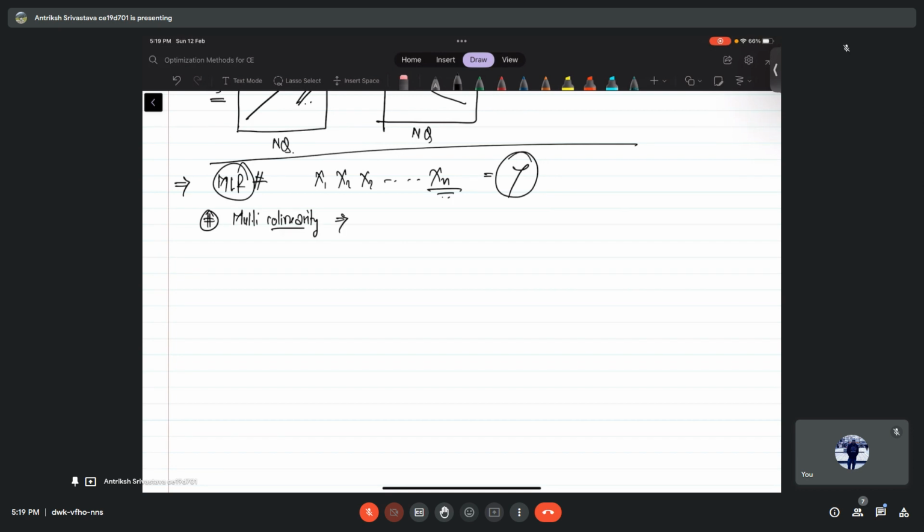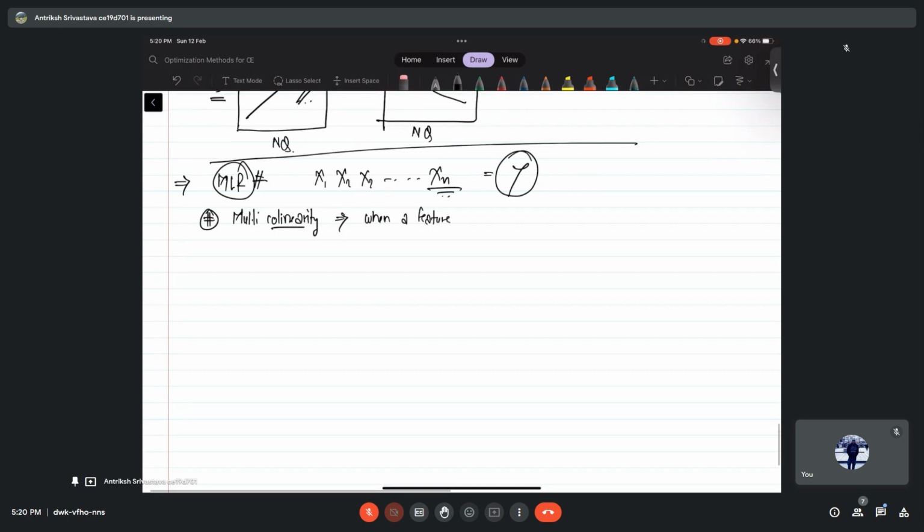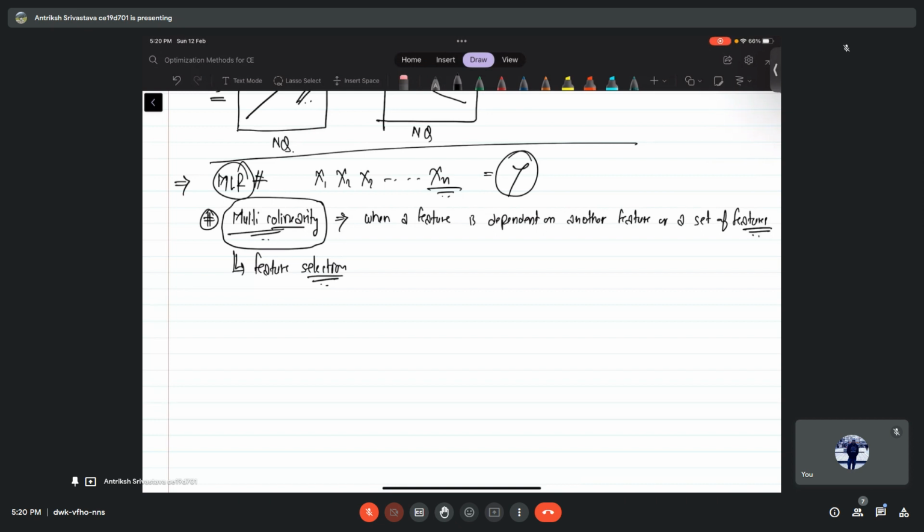What is multicollinearity? When a feature is dependent on another feature or a set of features, then we call this multicollinearity, linearly dependent in this particular case. As I also discussed in week 1, when we are doing feature selection, the feature which is redundant, we should remove it because it is not going to give any new information, and it is just bringing more cost to our regression.